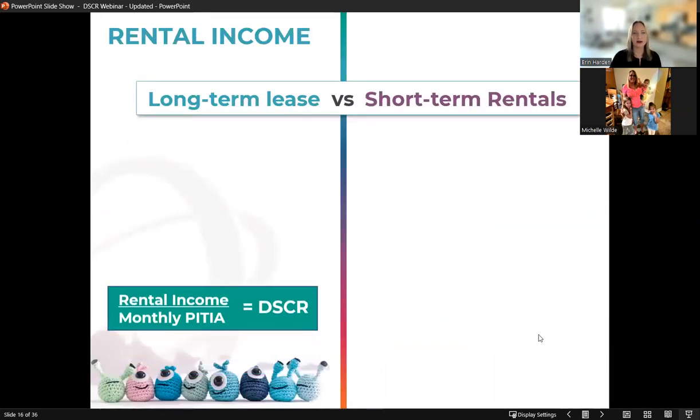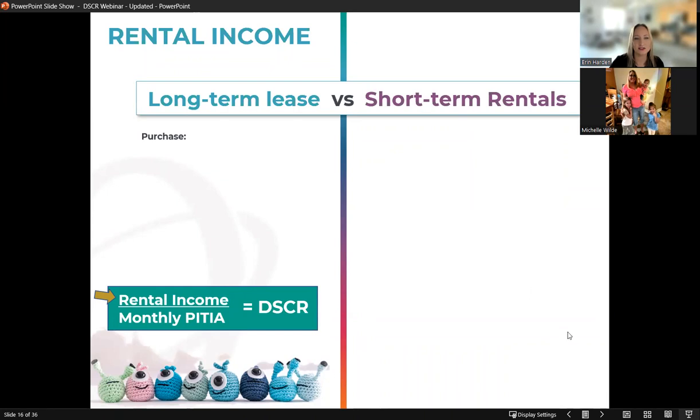So I want to compare long-term versus short-term rental, because that's a common question that we get. The DSCR formula is rental income divided by PITIA. How do we know what number to use for the rental income in that formula? Let's say they're using a long-term lease, like a year lease, to qualify, versus short-term rentals, like Airbnbs, VRBOs, where they're turning them every couple of days.